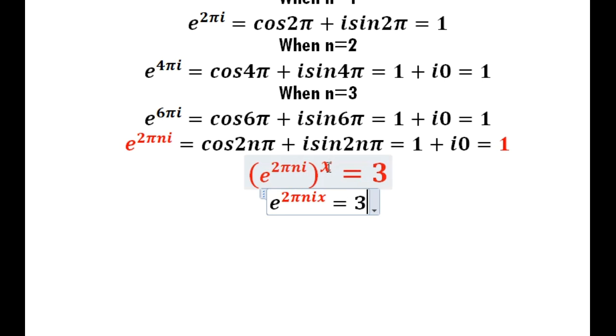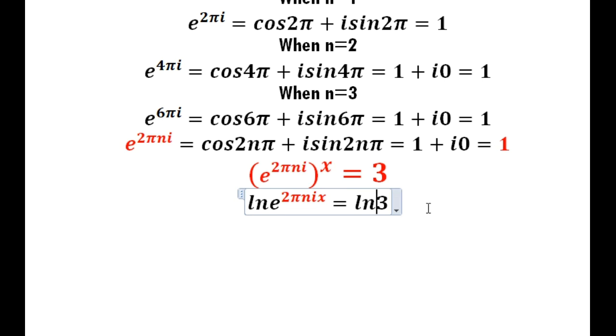Laws of indices: the power x will multiply the power inside. Now, for you to get x, which is in the power, for you to get the unknown in the power, you introduce the log. Because we have an exponential function, we introduce the natural log, ln, with an Napierian logarithm on both sides. So if you introduce ln on both sides, what will you have? ln of e^(2πnix) is equal to ln of 3.